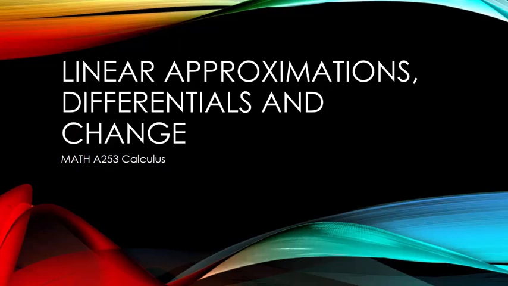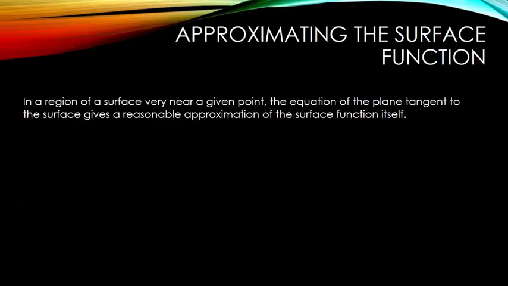Now that we know how to get equations for tangent planes, we're going to use them to come up with linear approximations, and we're going to see how we can involve differentials and change in this process. If I want to approximate a surface function in a region near a given point, the equation of the plane gives me a place to start, because remember, I'm very, very close, so the region near that point looks like a plane, and a plane that lies tangent to it is going to do a good job of approximating the surface at that point.